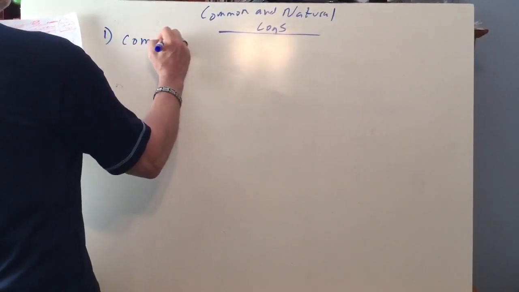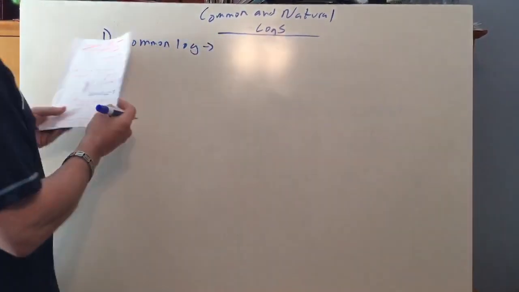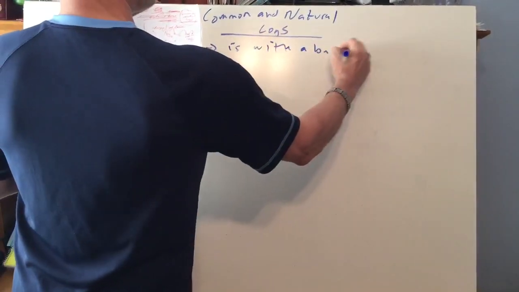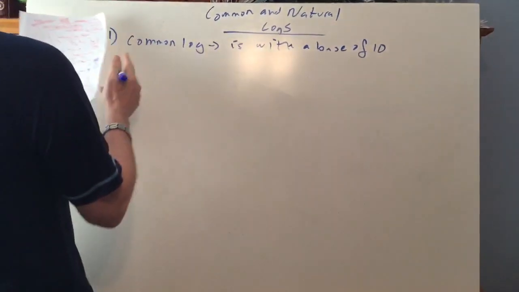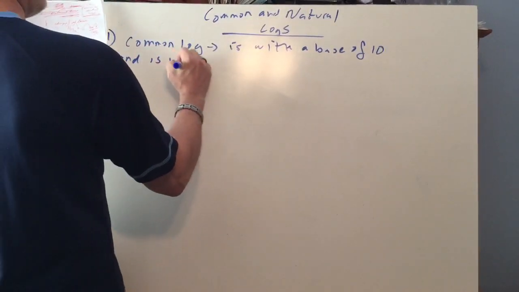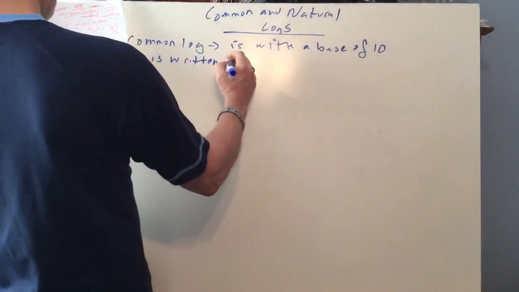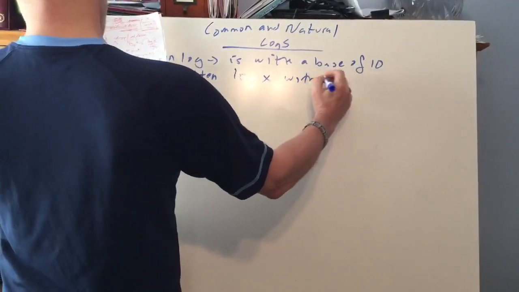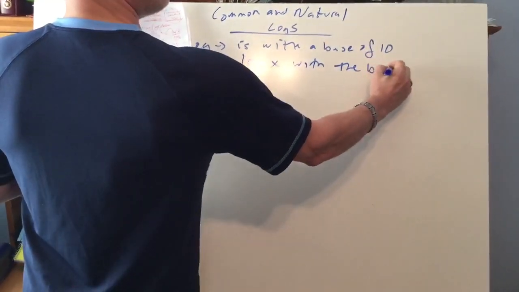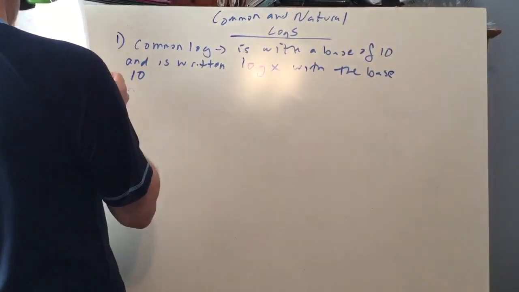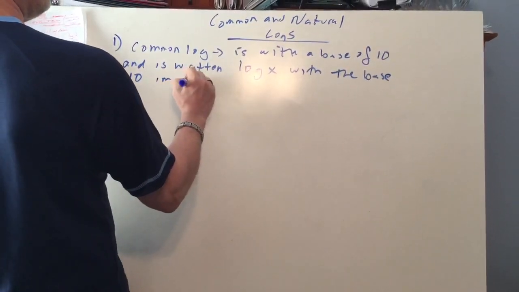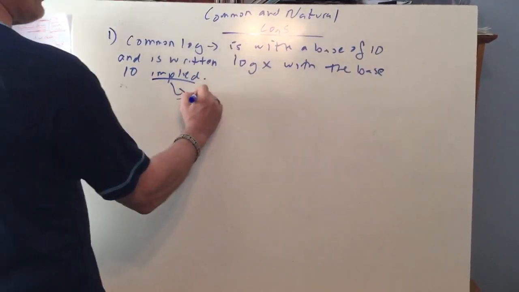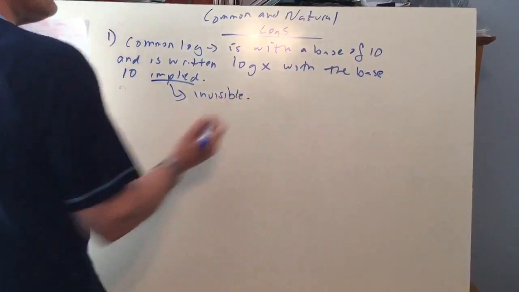Common log. A common log is with a base of 10 and is written log x with the base 10 implied. So obviously, guys, with the word implied, we're talking about invisible. So the 10 is invisible.